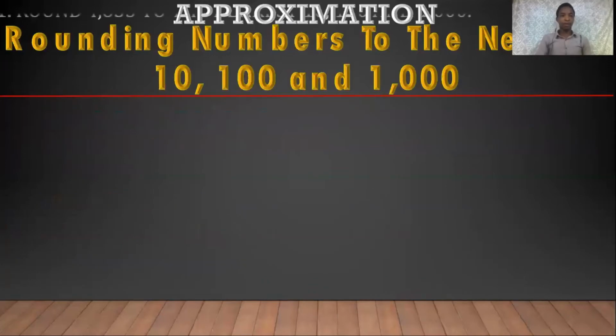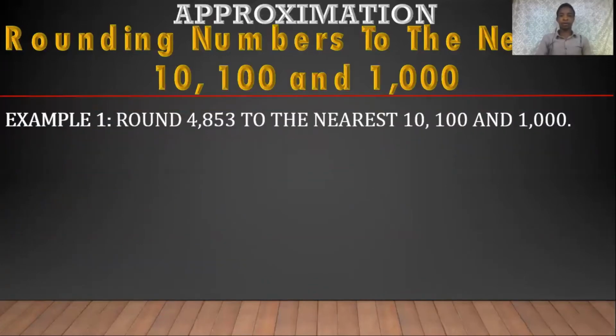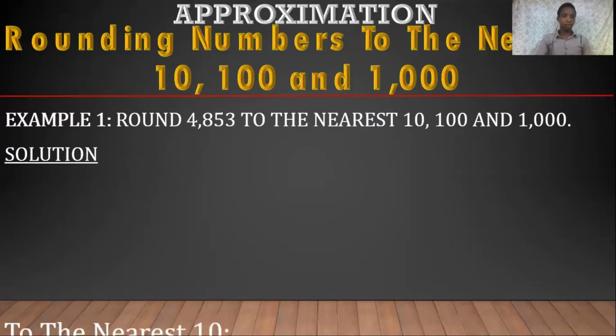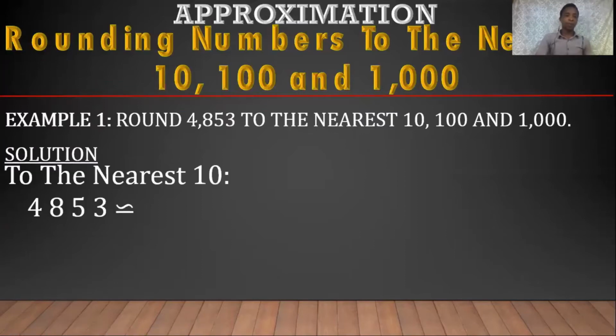Round 4,853 to the nearest 10, 100, and 1000. Okay, solution. Let's have our question now. To the nearest 10 first. How do I approximate to the nearest 10? Remember I said you will check your place value of 10, the required place value. What's my unit? 3 is my unit, 5 is my 10. So this is the required place value. What's the first step? You draw a line to the right of it, as you would see now. Now I have my line.